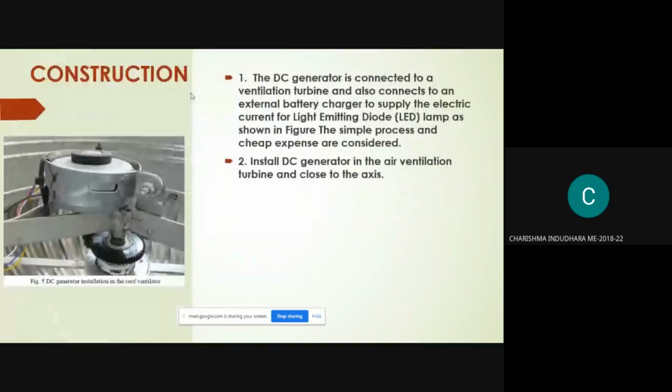Going to the construction part of it. The DC generator is connected to the ventilator. So as the ventilator rotates, the shaft of the DC generator rotates and power is generated. And to show that electricity is generated, we are planning to fix an LED bulb which will be glowing.